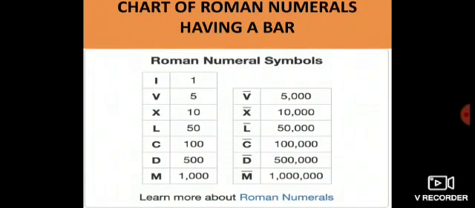Today, we'll learn about the Roman symbols having a bar and also discuss some of the rules for the formation of the Roman numerals. Look at this chart of Roman numbers having a bar. Here, the bar over an alphabet increases the value of the numeral by 1000 times. That is, suppose the alphabet V means 5, but when a bar is put above V, it becomes 5 multiplied by 1000, that is 5000. Similarly, bar on X means 10,000 and on L means 50,000 and so on.